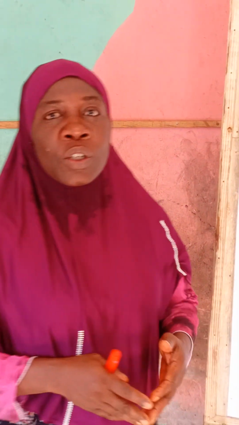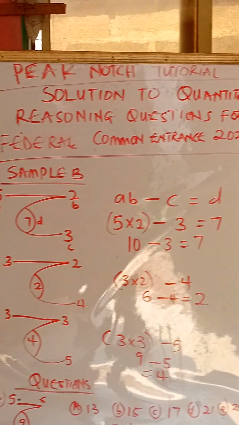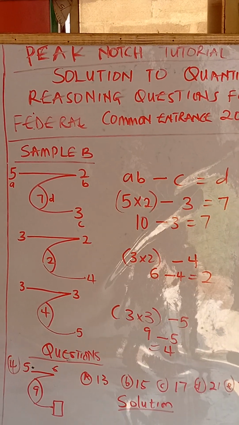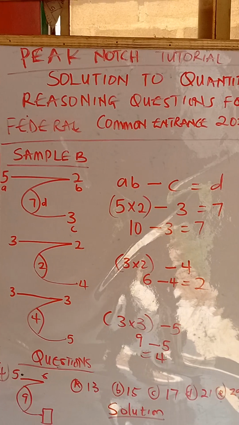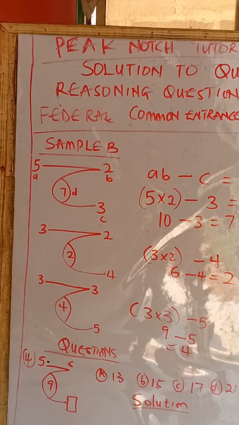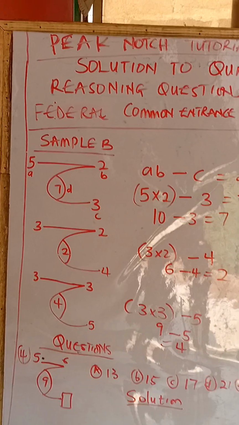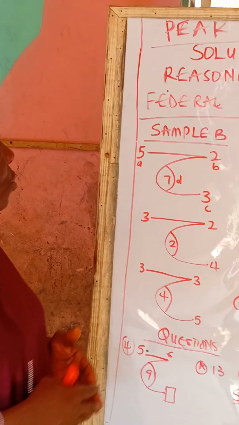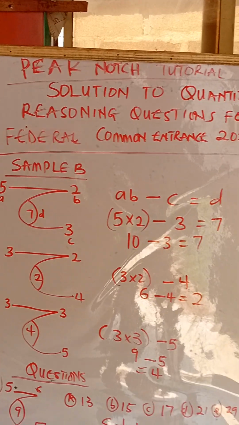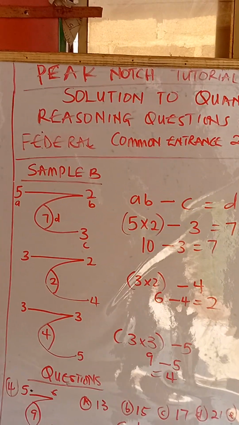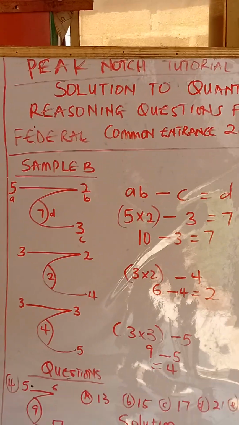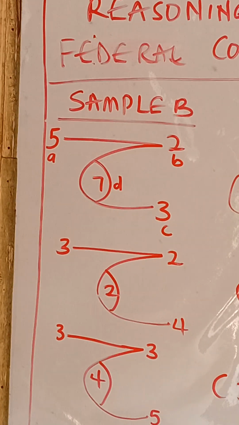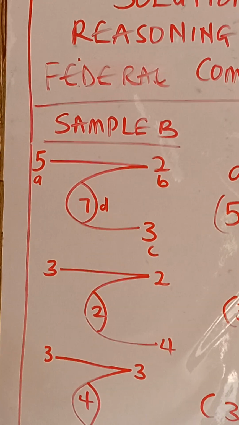So for this session, we are taking the primary session where we assist the terminal class to solve questions, especially the confusing ones in the past questions. Today, we are going to do the solution to the Federal Common Entrance question for 2025, and we are targeting sample B and sample C. So if you have your past question with you, open it and let's check it out together.